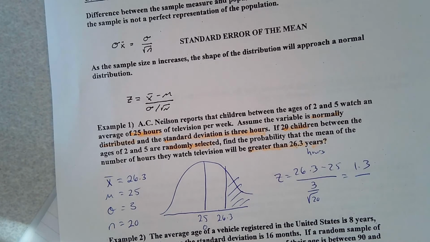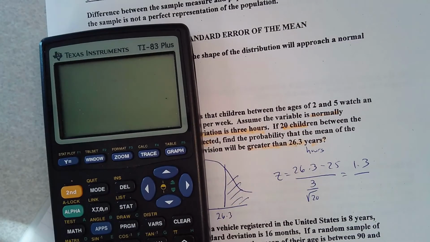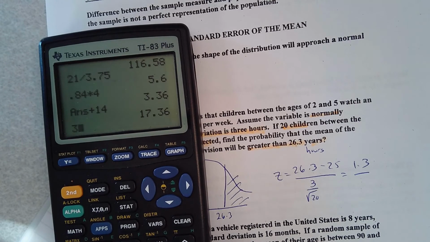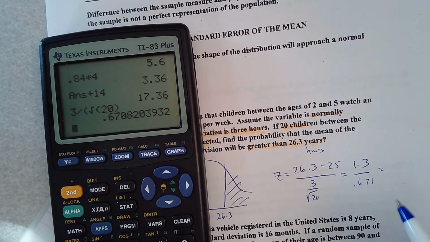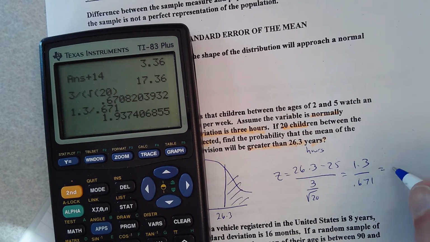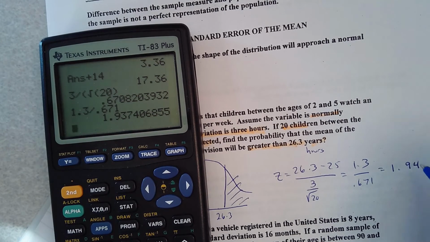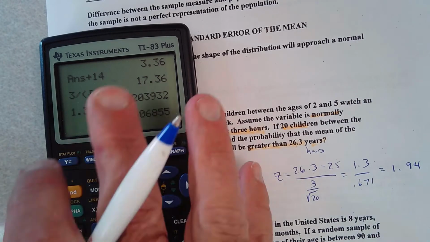The numerator is the easy part. For the denominator, we're going to take 3 divided by the square root of 20, and that comes out to be 0.671. For the standard error, we're going to go 3 decimal places just to be accurate. So 1.3 divided by 0.671. Remember, a z-score is always 2 decimal places to look it up in the chart. So we're going to round that to 1.94.